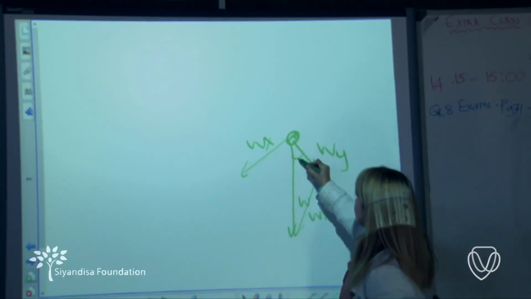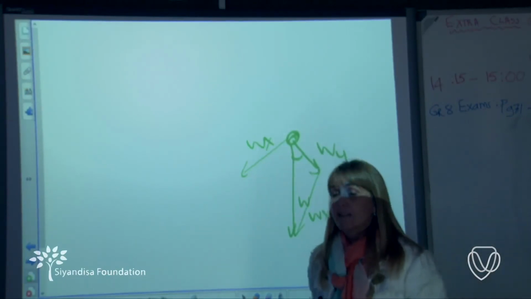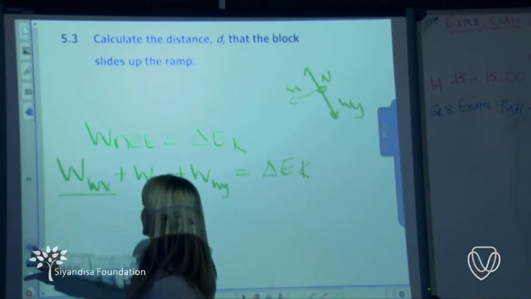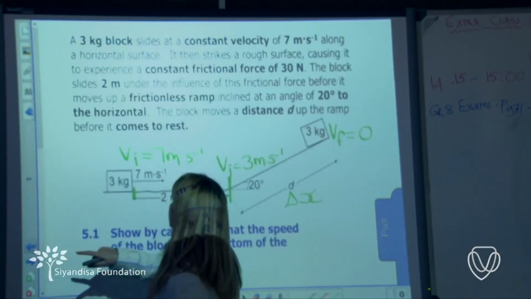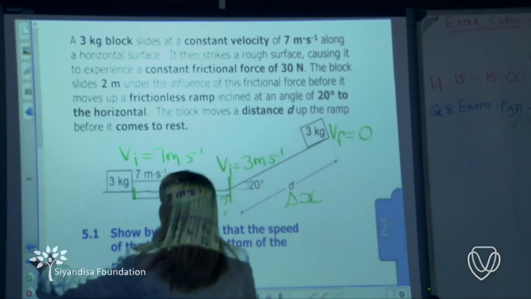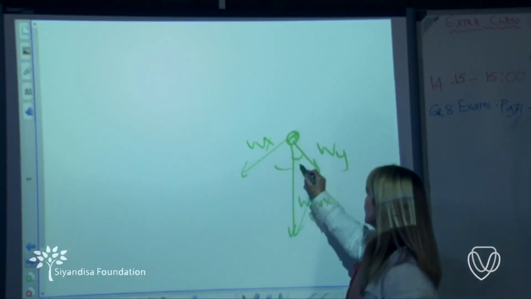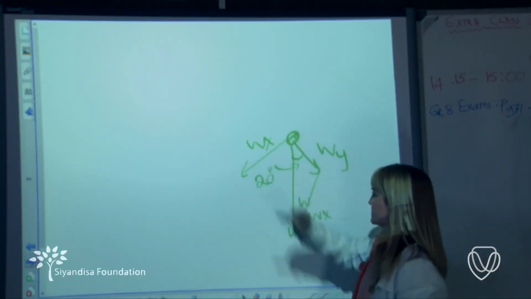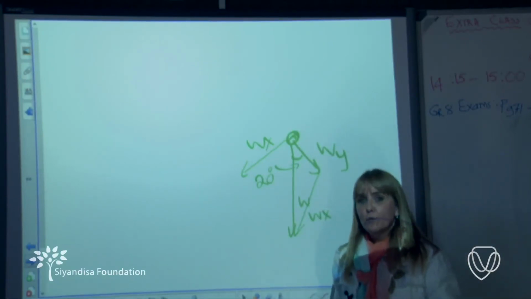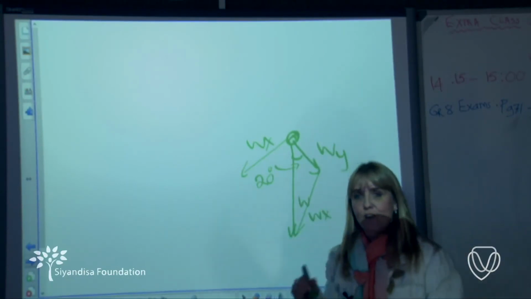This angle between W and Wy is always the angle of your incline. This is grade 11 work. Are you starting to see the importance of revising your grade 11 work? The angle of the incline was 20 degrees. So now we can fill in 20 degrees in our triangle. You know what weight is. You've been given the mass of this object as 3 kilograms.